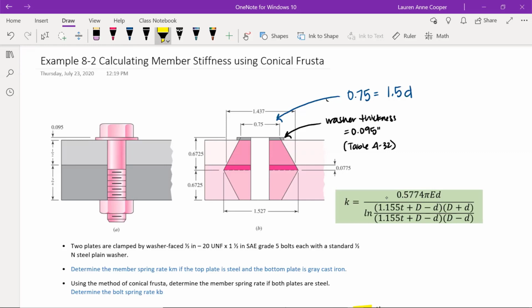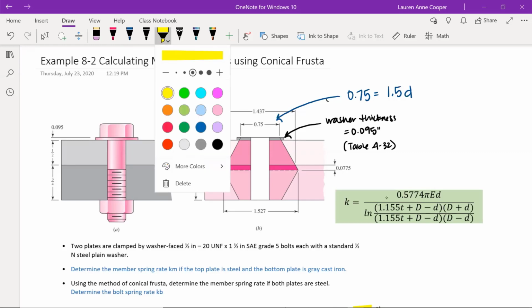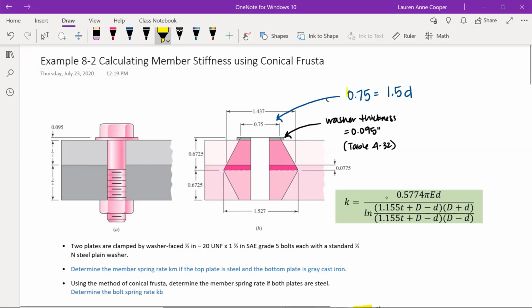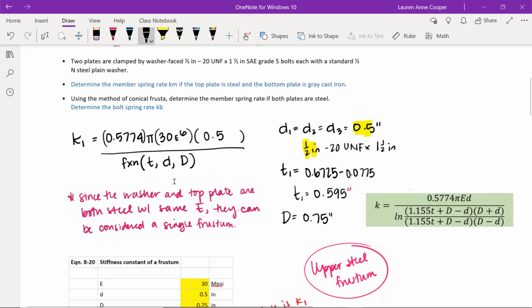One rule of thumb I want to point out is this relationship here. The top of the first frustum is given as 0.75, and that comes from this rule of thumb of the top of the frustum being 1.5 times the diameter. The diameter D is given as 1/2 inch. So that's the major diameter of the bolt. That's where we get this 0.75.